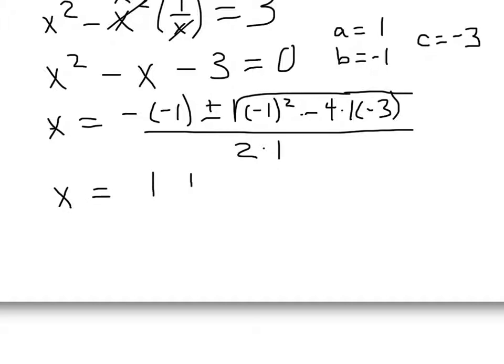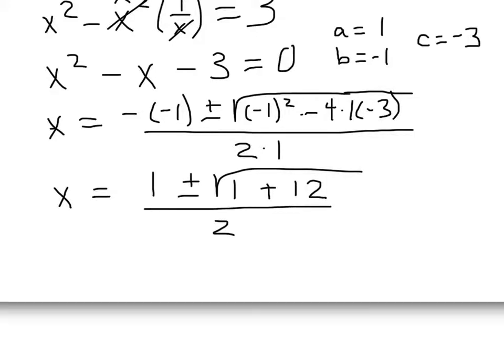That's positive 1, positive 1. What's that last one? 12. So we have 1 plus or minus the square root of 13 all over 2. And that's our solution. That's all for this section.